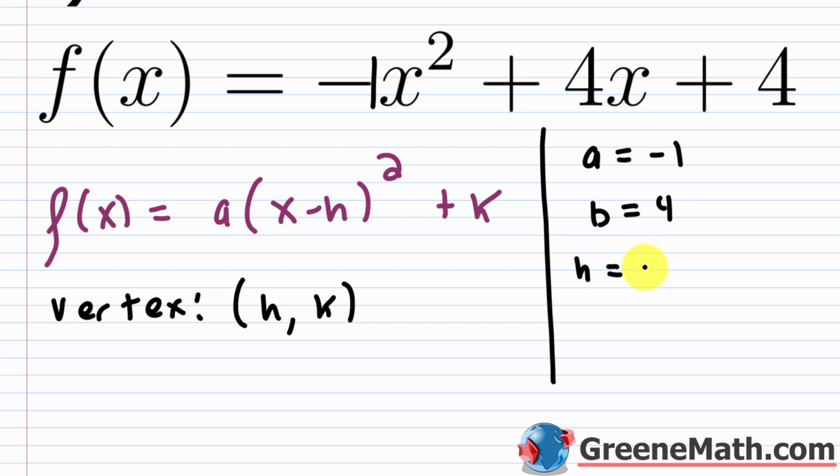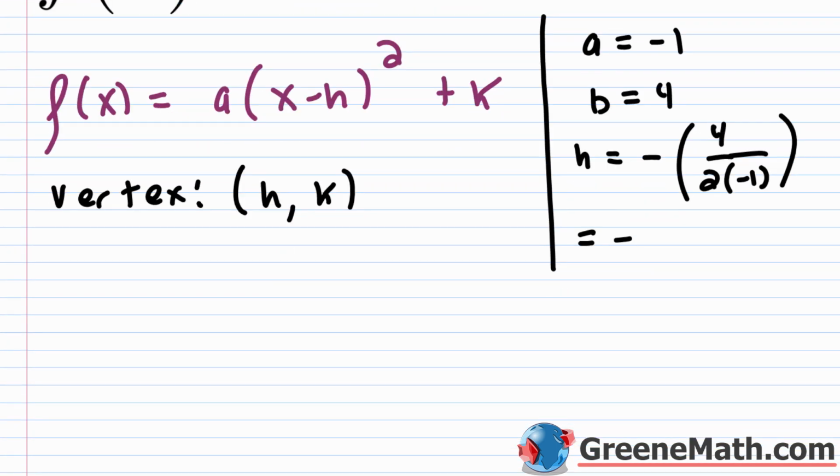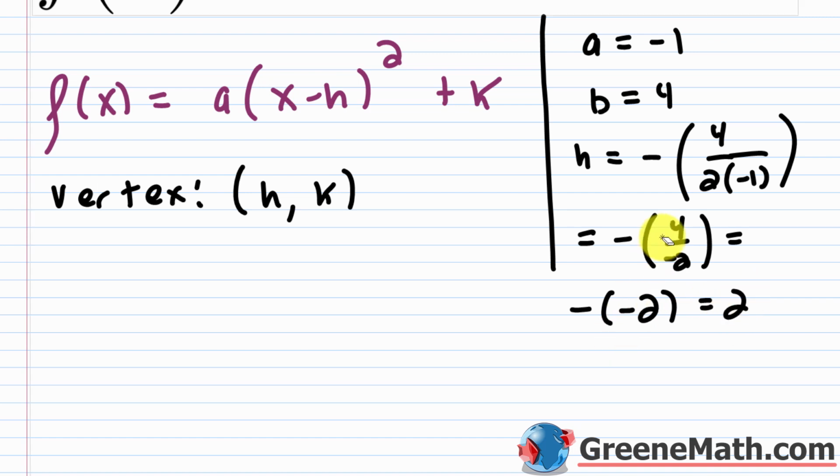Your h is given as the negative of, you have b over 2a. Now, b in this case is going to be 4. And a in this case is going to be negative 1. So let me write this is negative 1 like that, and close that down. So this becomes the negative of, well, if you think about 2 times negative 1, that's negative 2. So this would be 4 over negative 2, and 4 over negative 2 is negative 2. So this is the negative of negative 2, which is 2. So h is going to be positive 2.